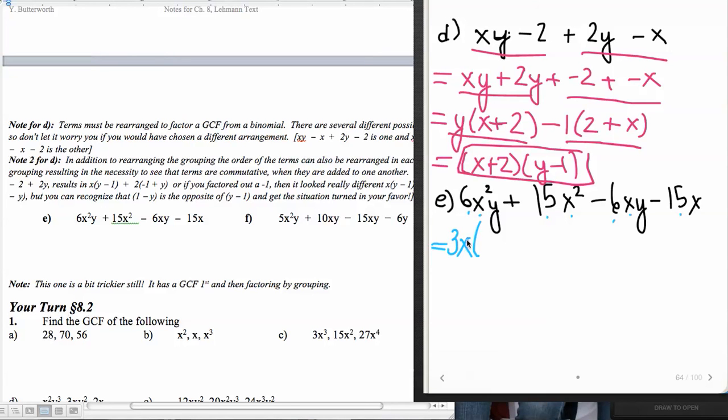When I take out that 3x, that leaves me with 2xy, and then plus 5x, and then minus 3. So taking out the 3x here, we have not a 3y but a 2y. And then out of here, we will have a minus, and that would leave me a 5. And now, in the next video, we'll finish this up by factoring by grouping.